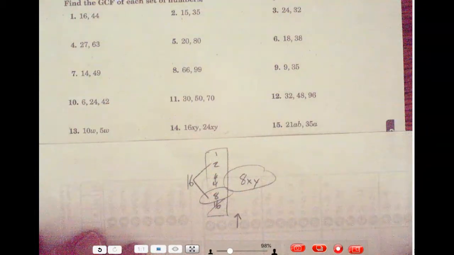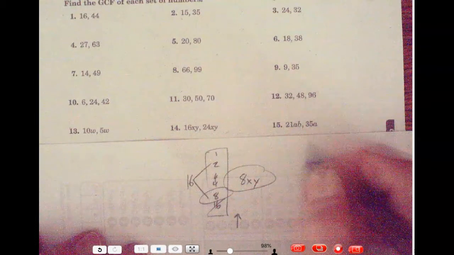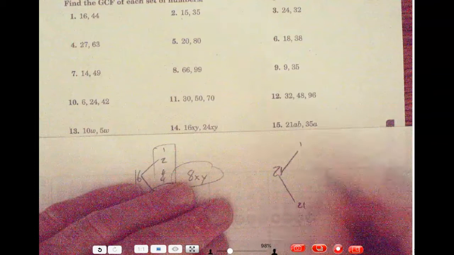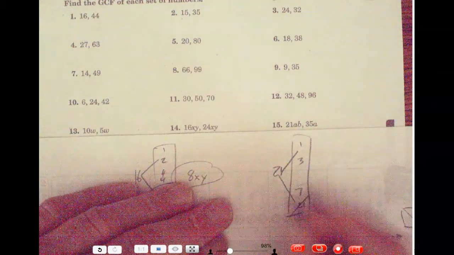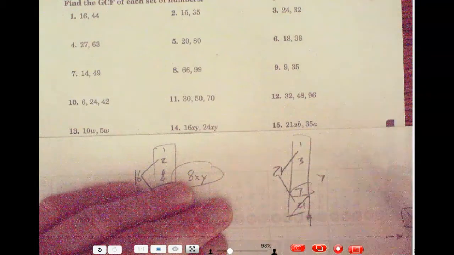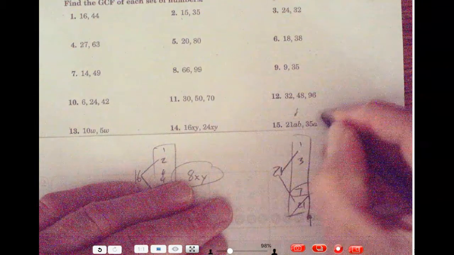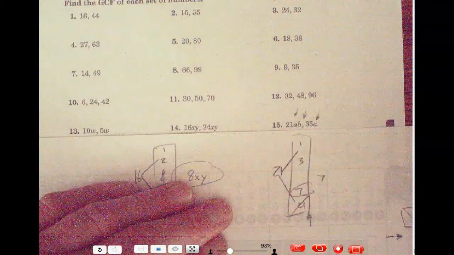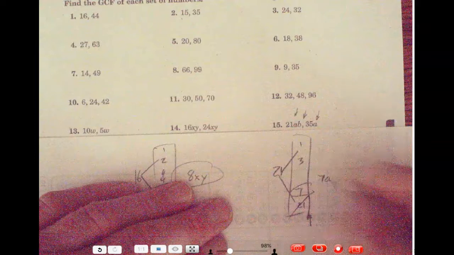Okay, so take a look at 15. Get some other stuff in here. So take a look at the smallest number, which is 21. Do the factors: 1 and 21, 3 and 7, that's it. Okay, 21 doesn't go into 35. 7 does. So 7 is the number. Now let's take a look at the letters. This one has an A, this one has an A, this one has a B, this one doesn't. The only thing that's common is the 7 and the A. Those are the only ones they share. So the greatest common factor is 7A.